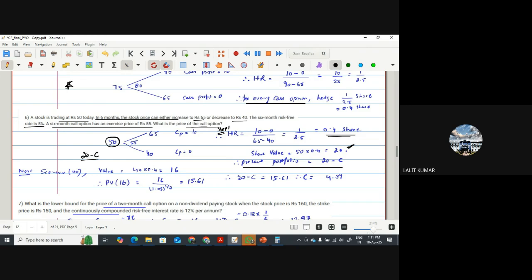Now you compare it with your scenario where you are not making anything. So in the scenario of 40, your value will become 40 into 0.4, which is 16. Now take the present value of the 16, which becomes 16 divided by 1.05 to the power 1 by 2, because the time duration is 6 months. And now equate this, 15.61 is equal to 20 minus C, and calculate C. Is this okay? This procedure?